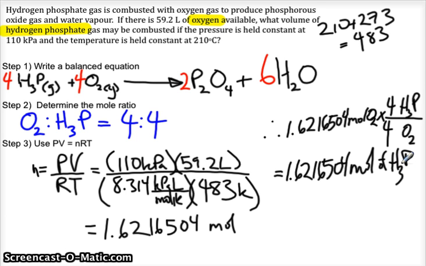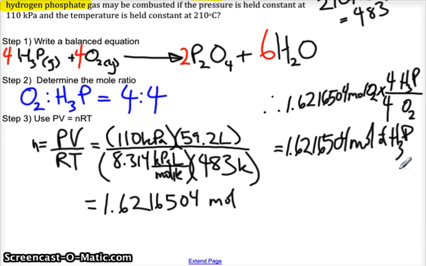Alright, so in this example it may seem a little silly to do that calculation, but it's important to show you exactly how I'm getting that number. I transferred from moles of oxygen to moles of H3P, and now my next step is to take my new number and go back through and calculate my volume. It's the same calculation as it is here, just going backwards.